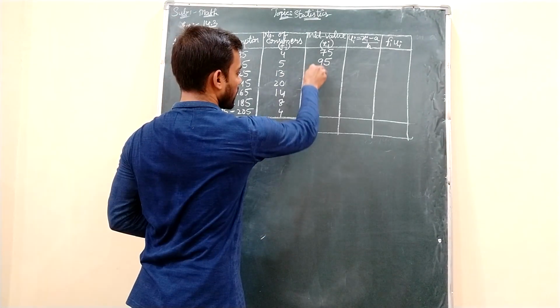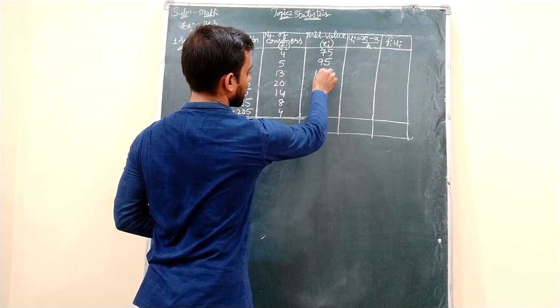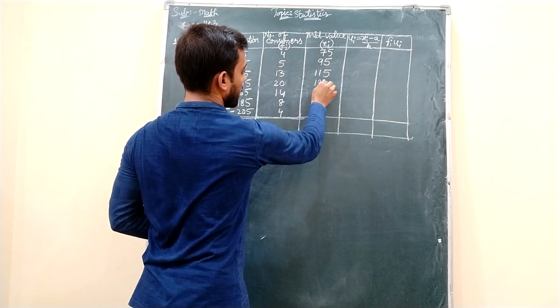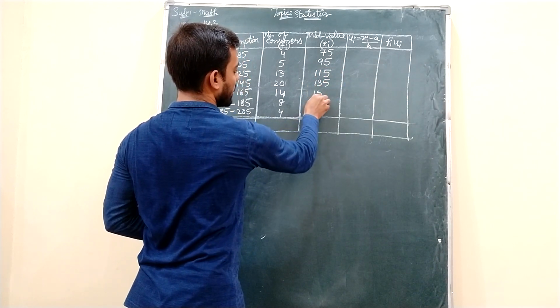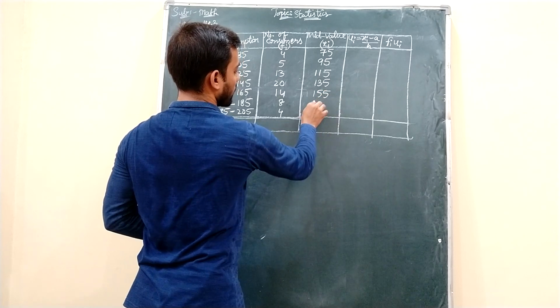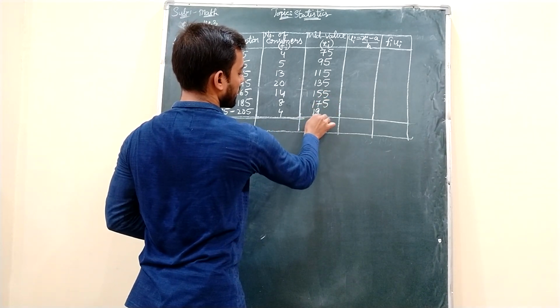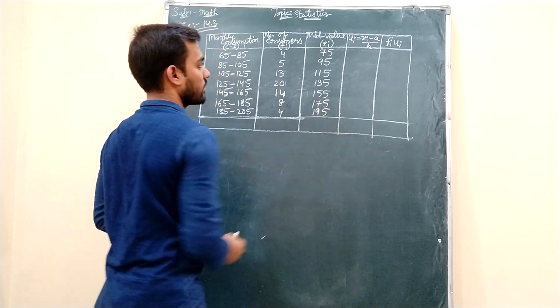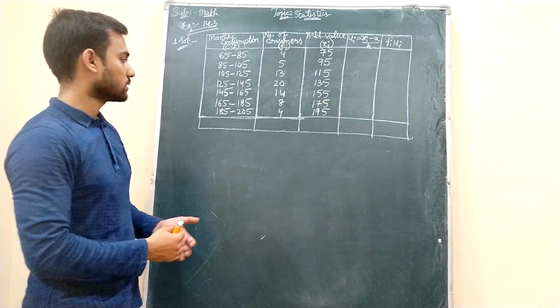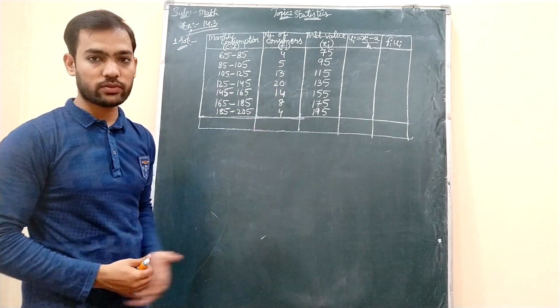Then 115, 135, 155, 175, 195. Okay students, all these mid values we got.